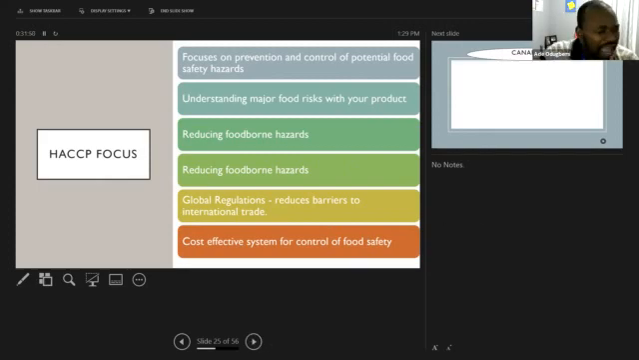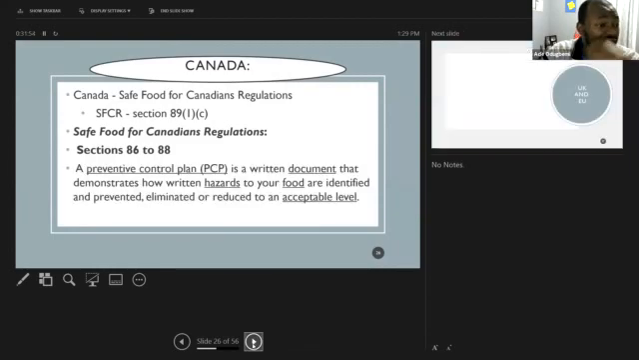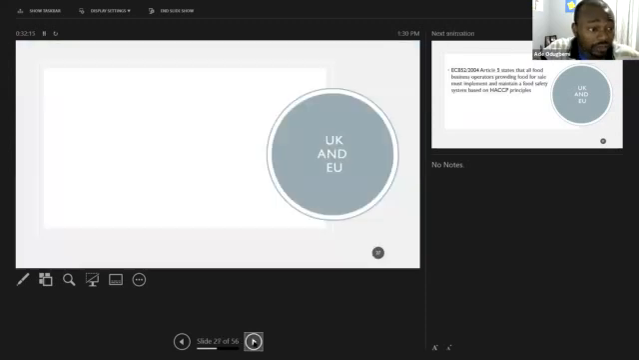And let's just see how this goes around the world. In Canada, they have the Safe Food for Canadians Regulations. This law says you have to have a preventive control program, which is similar to a HACCP program, that identifies hazards and shows how you control them to a reasonable level. So in Canada, it's the law.